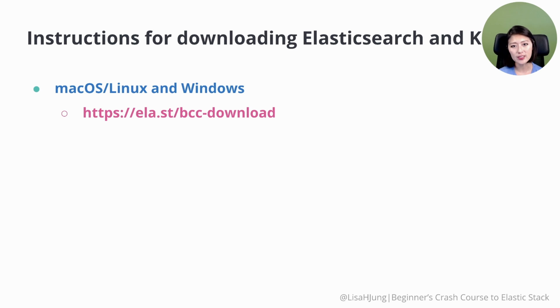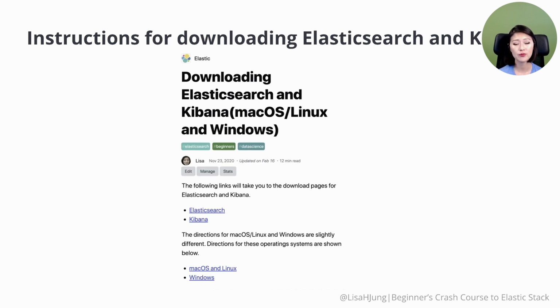And to make this process easier, I've written step-by-step instructions on how to download Elasticsearch and Kibana. To access these instructions, go to the link here. And the same link is also included in the description of the video. Once you go to that link, scroll down to the links to the download pages for Elasticsearch and Kibana. You'll also see download instructions for Mac or Linux and Windows. And depending on which operating system you're using, the instructions are slightly different. In this video, I'll be showing you how to do this on a Mac. But if you're using Windows, be sure to refer to the instructions for Windows to follow along.